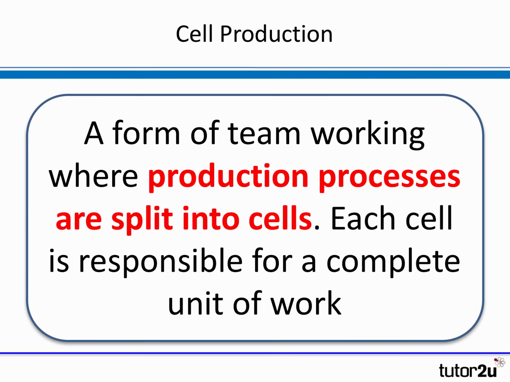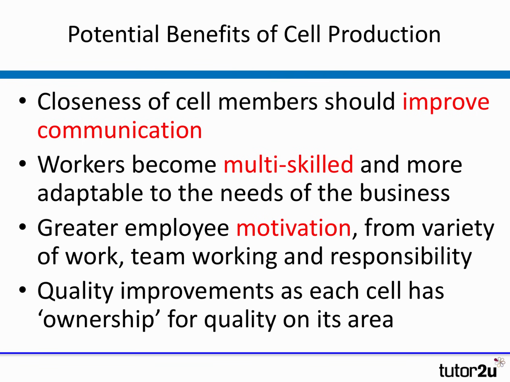Cell production. Cell production involves teamwork of employees working together in a cell where each cell is responsible for a complete unit of work. And it's found that cell production can lead to a significant reduction in waste because the cell takes ownership, it takes responsibility for the satisfactory completion of the work. A key benefit of cell production, of course, is that the cell members are working as a team and therefore their communication should be better. Cell production is also a way of facilitating this concept of multi-skilling, which we've seen is a key way of reducing the time required by each production process.